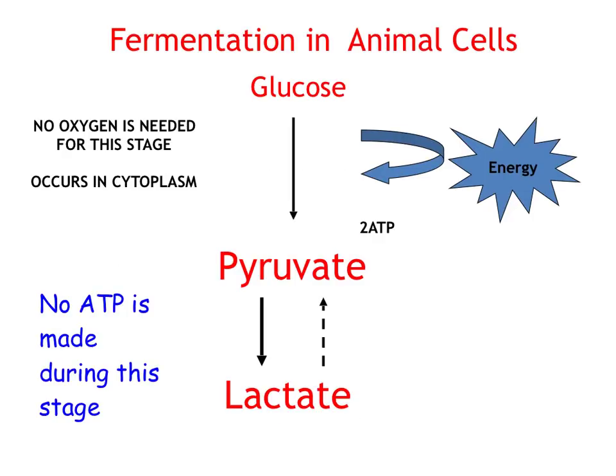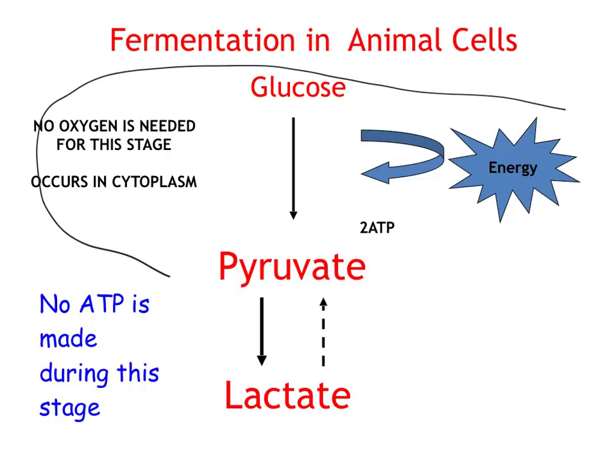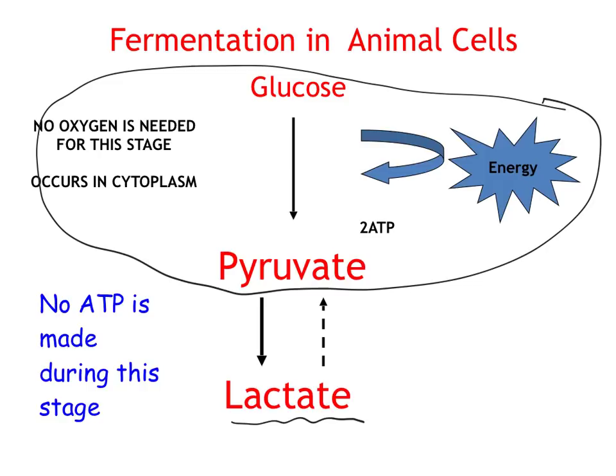Here you'll see an overall view of the fermentation pathway in animal cells. This first stage here I just talked about in the previous slide, where glucose is broken down to produce your pyruvate and your 2 ATP. Now what happens to the pyruvate is it gets broken down to this molecule here called lactate. Now no ATP is made during this stage.